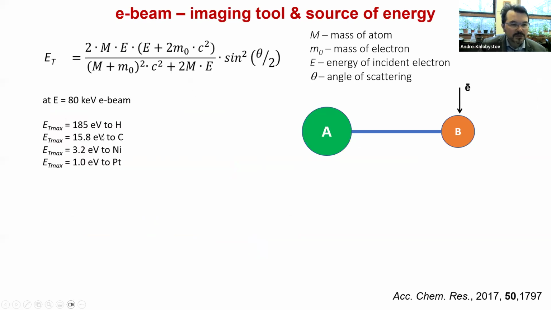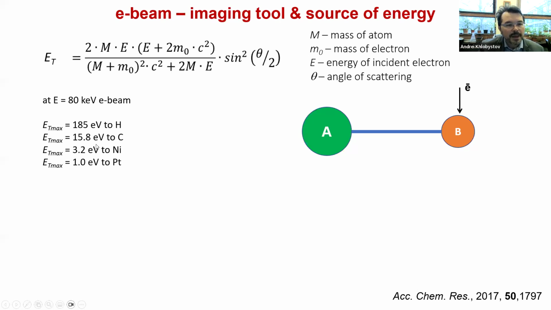We can calculate the maximum energy transferred from an 80 keV electron beam to, for example, an atom of platinum. This is almost exactly 1 electron volt, which is good. This is something that we can cope with. This is not going to change the behavior of the platinum atom that much. The other thing, of course, which I'm not talking about in my talk, but which is important, is the cross-section of the interaction of the electron beam with the atom.